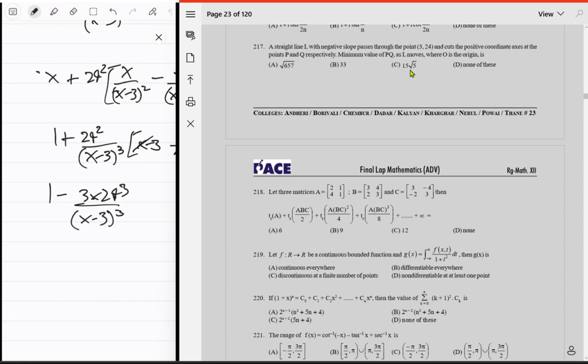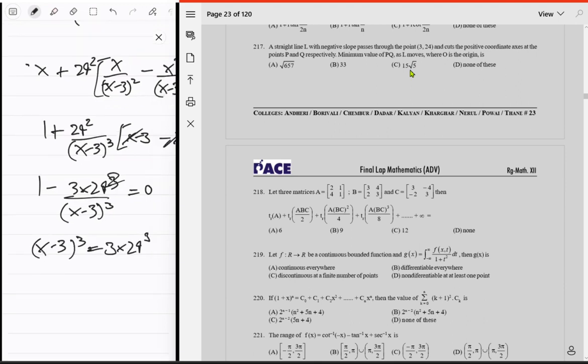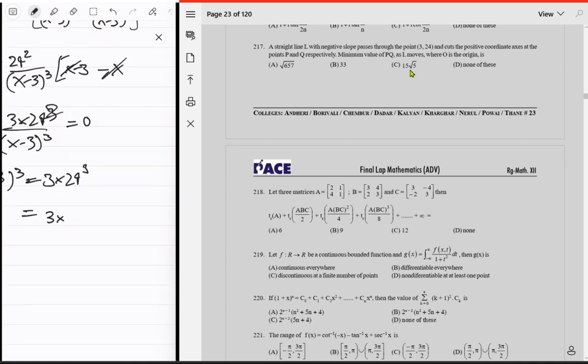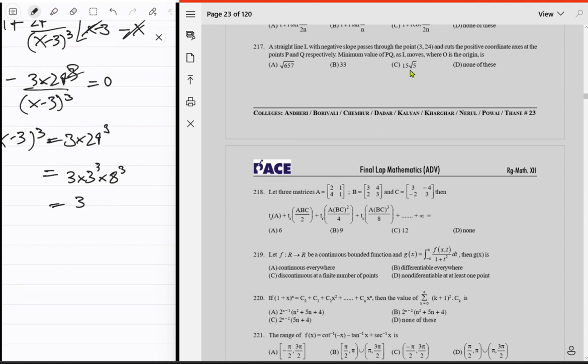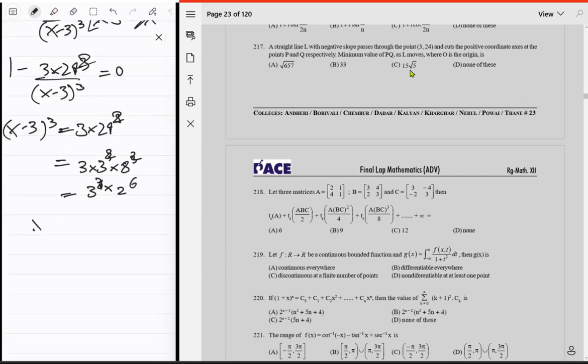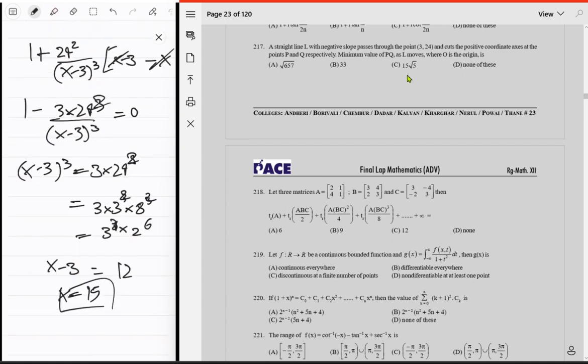3 cube is equal to square, sorry, which means like x minus 3 cube is equal to 3 times 24 cube. इसको सही से करते हैं, is just 3 times 3 cube times 8 cube, which is 3 square times 8 square, which is 3 power 3 times 2 power 6, I guess. So x minus 3 is just 3 times 2 squared, like 3 times 4, 12. So x is 15. So right, that could be a possibility, I guess.